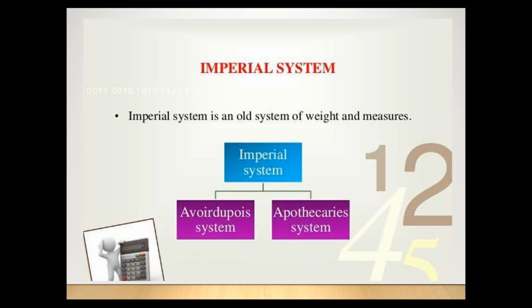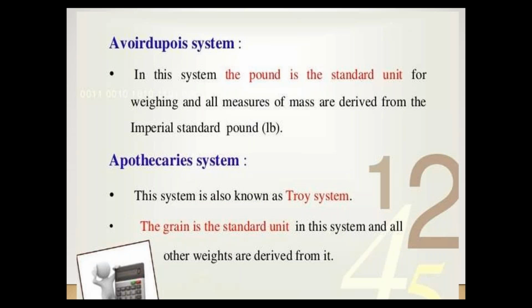Is it clear so far? Should I go back and explain again? I hope it's clear what the imperial system is and why we have to study these various systems of weights and measures. So the imperial system, the older system, is divided into two types: avoirdupois and apothecaries.